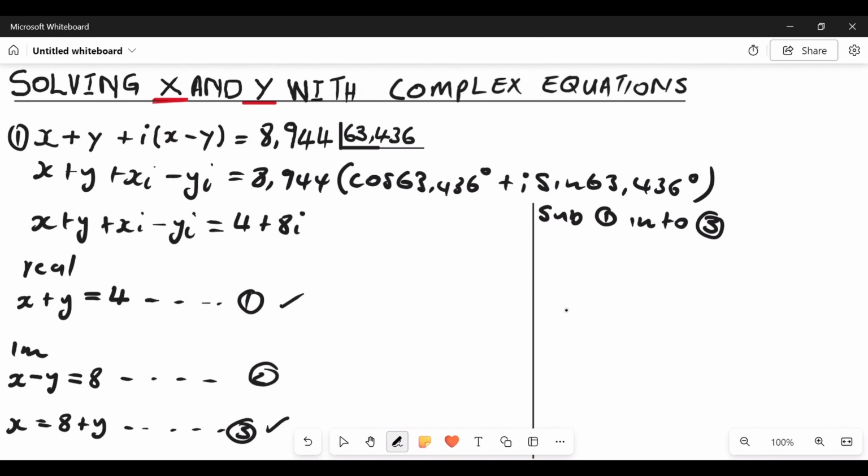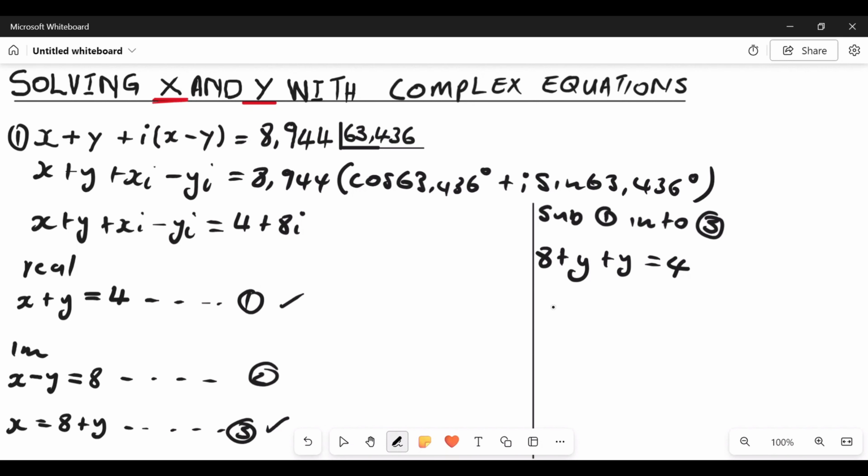Now, what you must do is wherever there is x, you substitute with 8 plus y. So we're going to take equation 1. Wherever there is x, we put 8 plus y. So it's going to be 8 plus y. There we go. And then this is our x. Remember, x is equal to that, plus y. So plus y. And all this is equal to 4. Remember, this is equation 1.